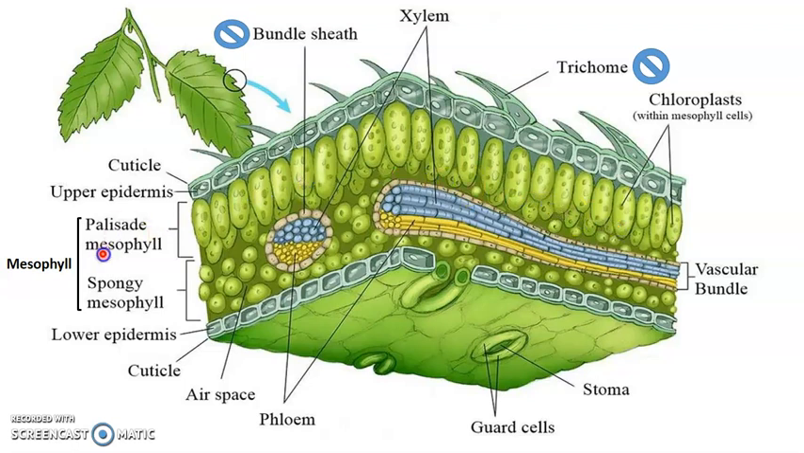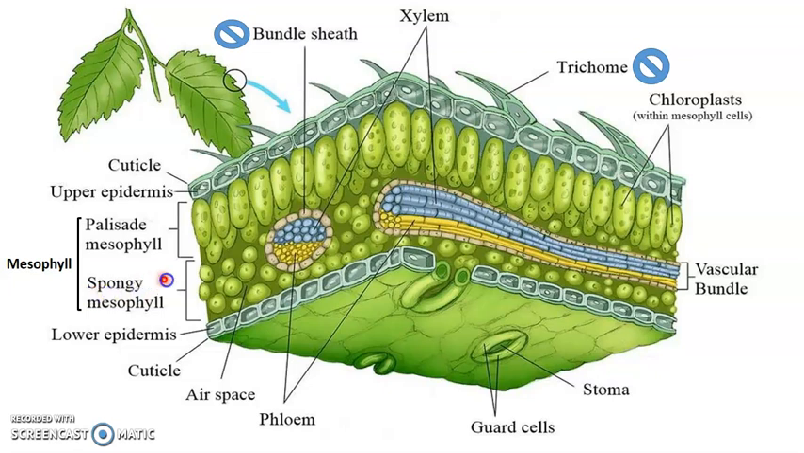Underneath the Palisade mesophyll layer, we have what's called the spongy mesophyll layer. Why? Because it looks like a sponge. There's lots of little air spaces in between all these cells that are loosely compacted together. They're not densely compacted and touching each other. They are not densely compacted because you want area for little air spaces.